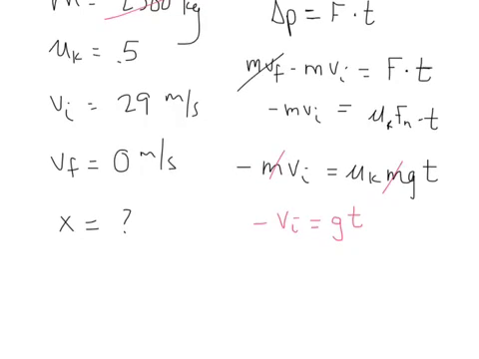Why'd you get rid of the friction? Oh, thank you. Thanks, Ev. Okay, so we've got time equals negative VI over mu G. Over mu G.